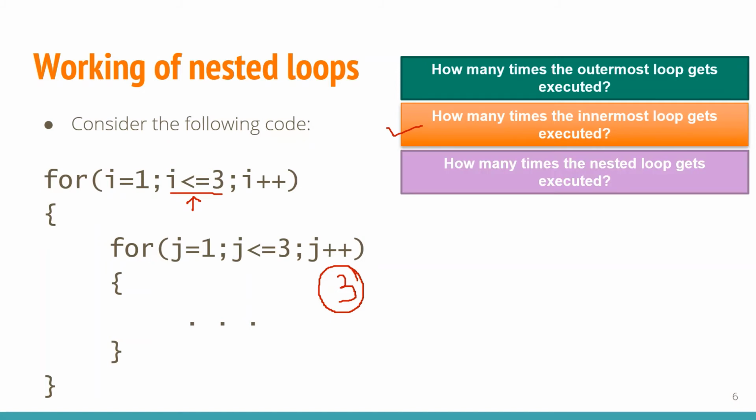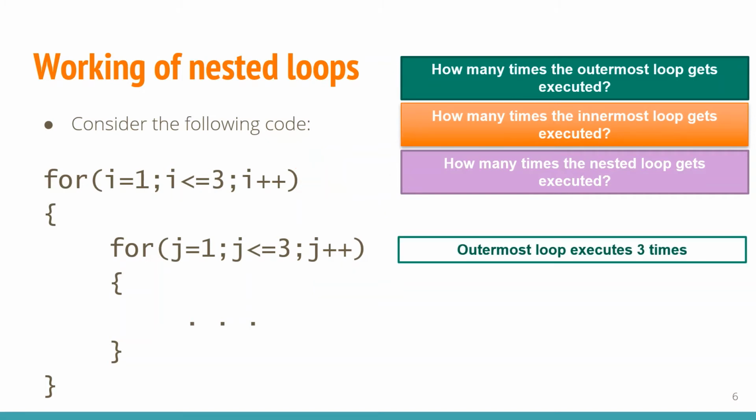How many times does the nested loop get executed in total? We have the answer here. Independently the outer loop executes 3 times. Independently the inner loop executes 3 times. So in total it is 3 into 3, which is 9 times. So in general, in this example, it executes 9 times. This is the answer. So let us see the answers for each question.